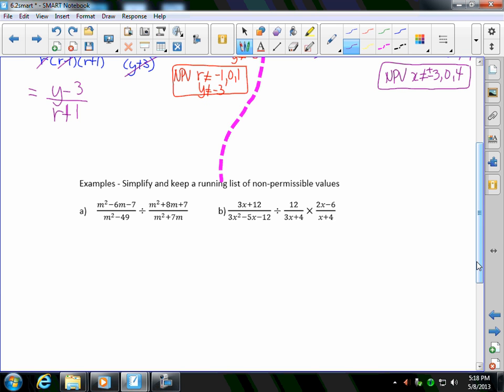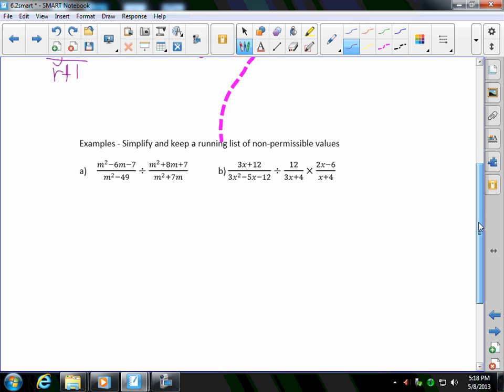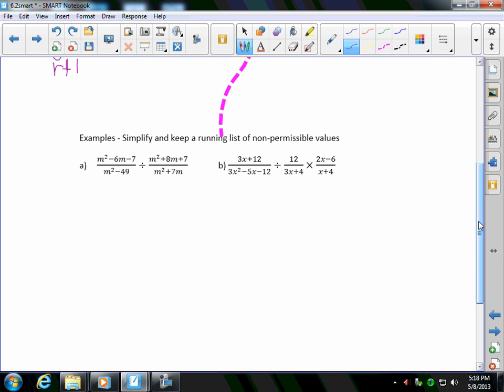Okay, the next example, same idea. I need to factor first, and once I've factored them, then I will flip them, find the restrictions, and divide. Or sorry, reduce, I guess, and then multiply. So first I'm going to do my factoring.